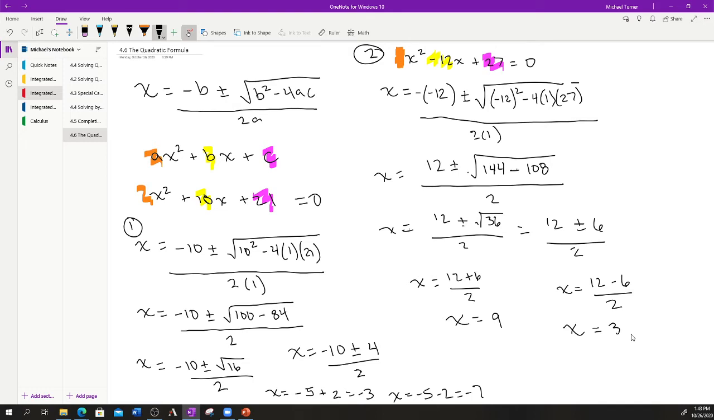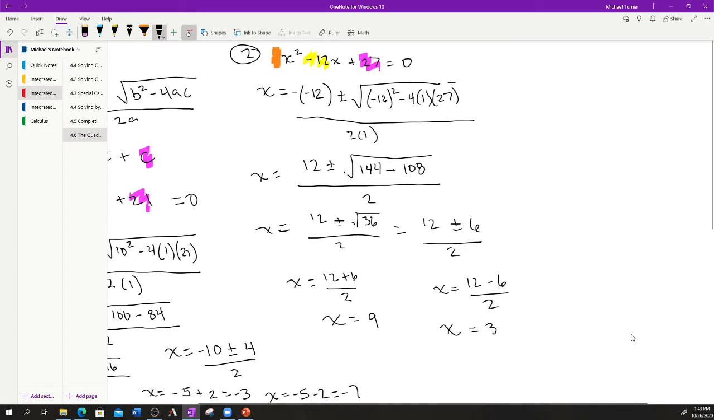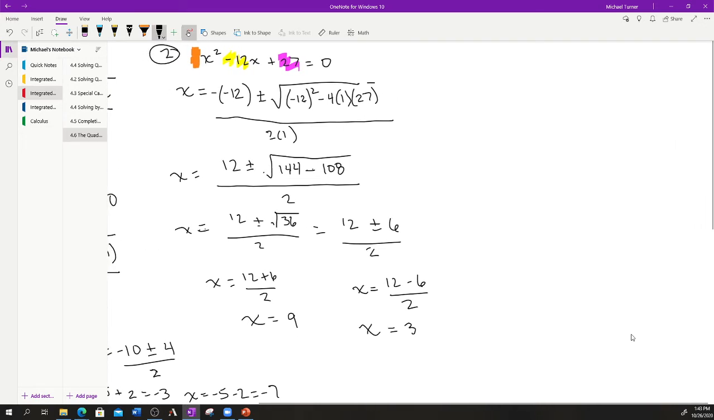However, if I have something that's not a 1 for my leading coefficient, that's usually when I'm going to use the quadratic formula. It doesn't mean they're not factorable, but it takes a little bit of extra work. So up to you how you want to do that. Let's look at a couple examples here where I do have a leading coefficient, something other than 1.